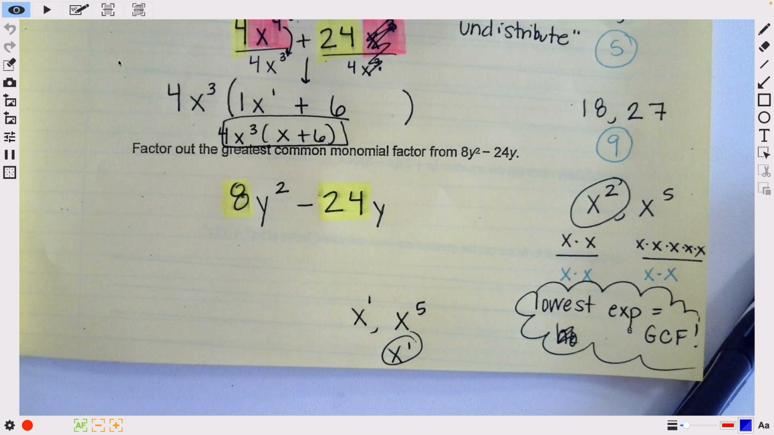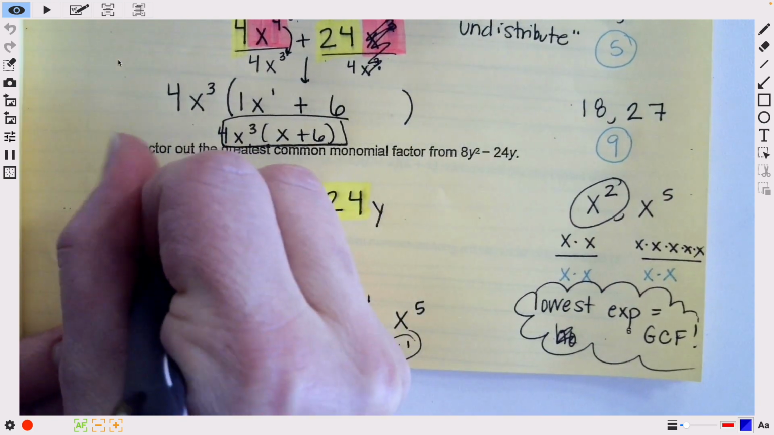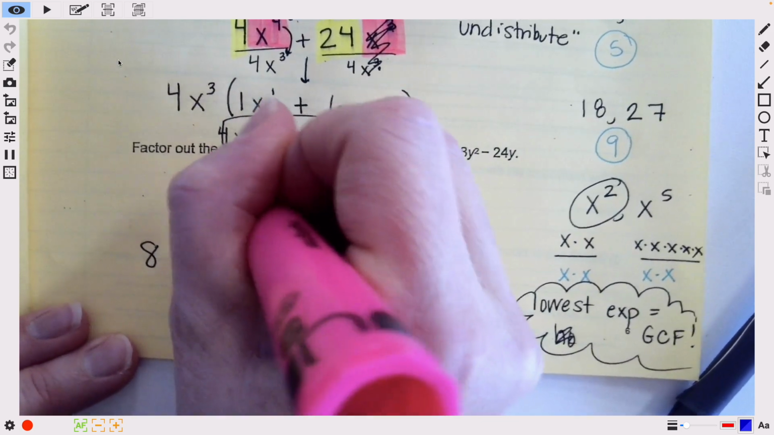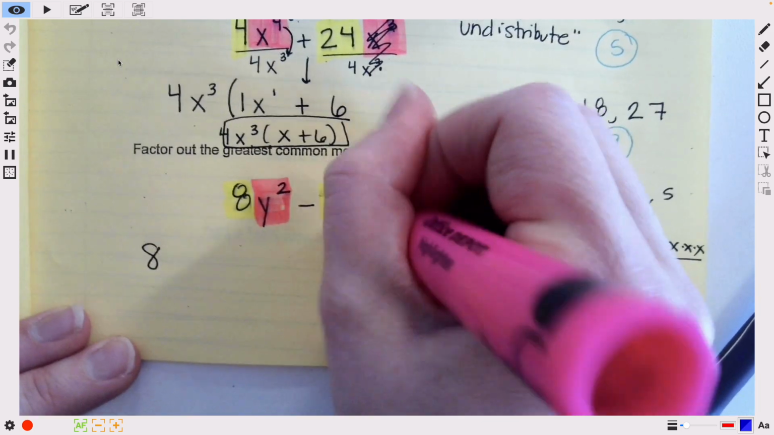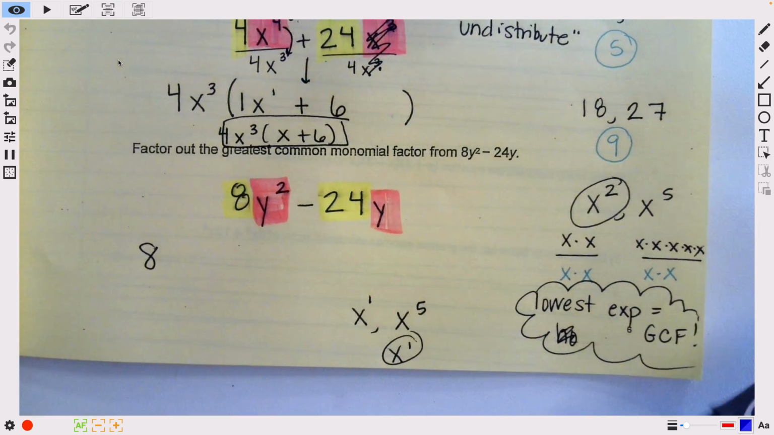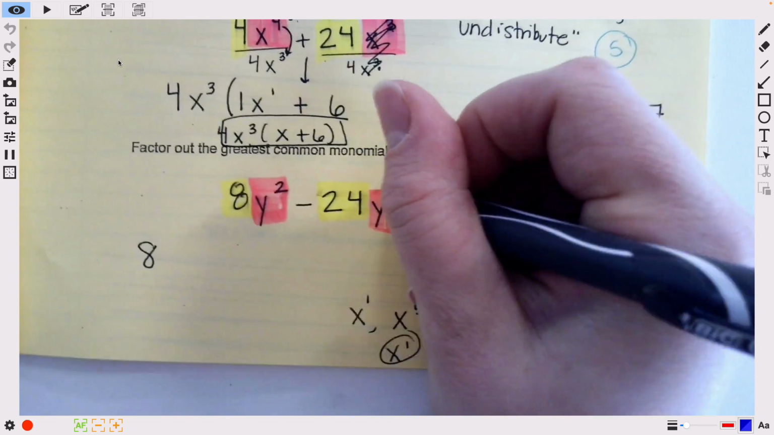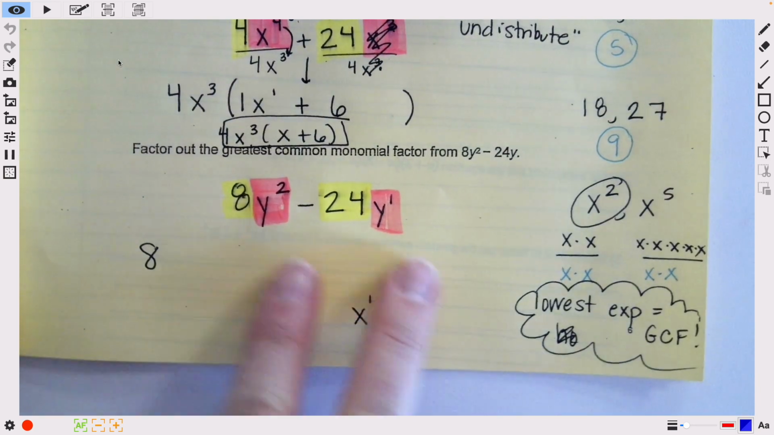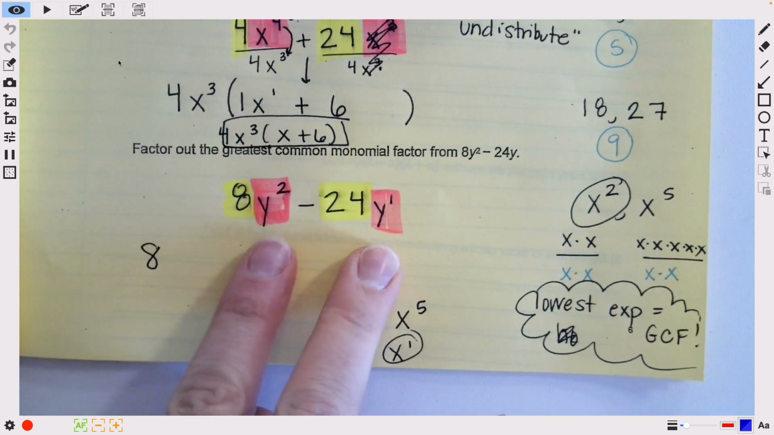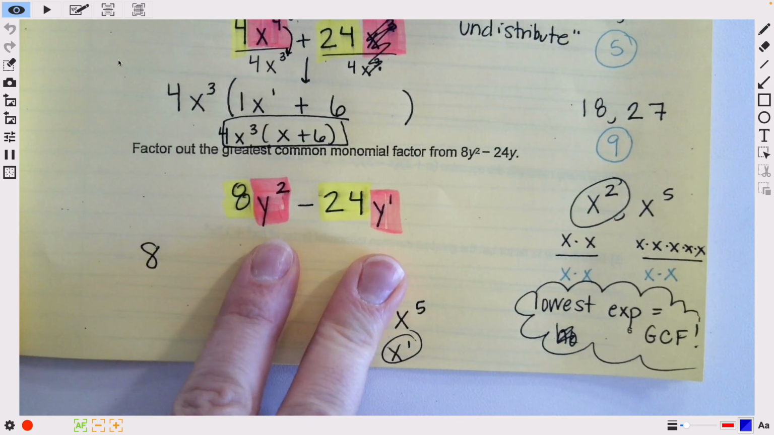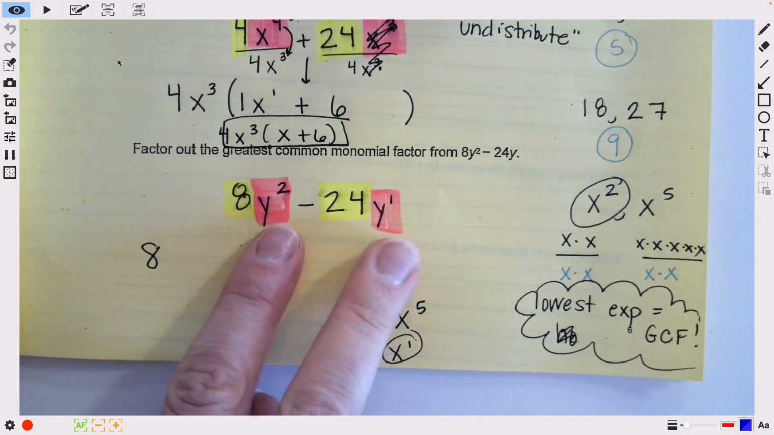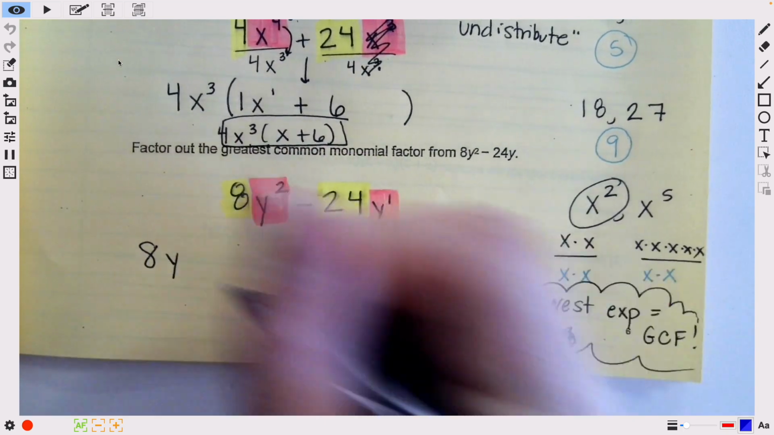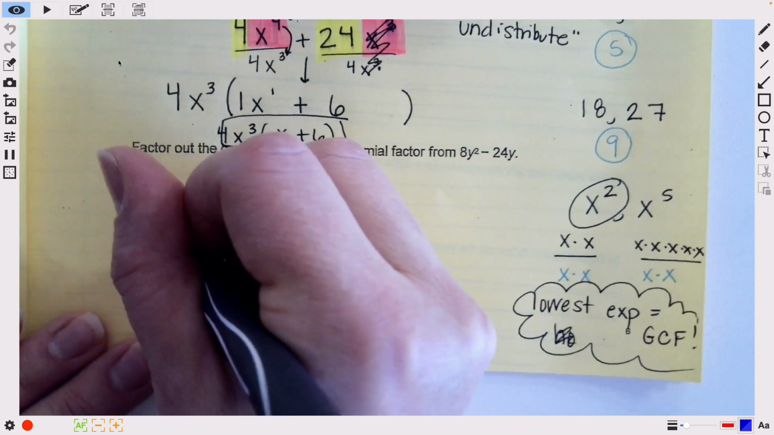Beautiful. So 8 is going to be the greatest common factor for the numbers. And then we're going to take a look at our variables. We have to keep memorized the fact that when we don't see an exponent, that's really an exponent of 1. The most you can take out is the lower exponent. So, what's the lower exponent of these two? The 1. So you can take out a y to the 1st, or just y. That's all you can take out.